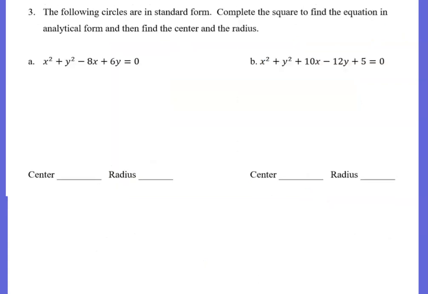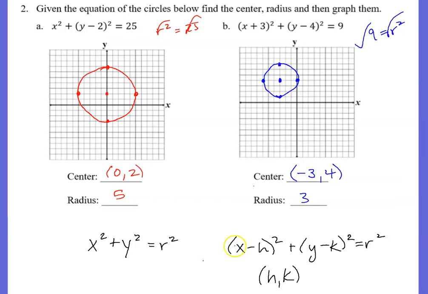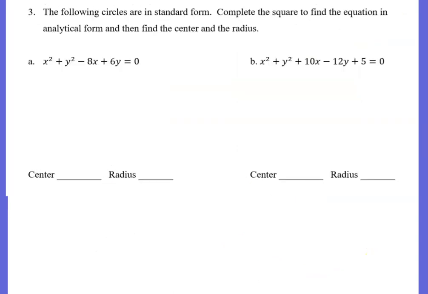All right, on 3, the circles are given in general form, and the standard form on the previous page allows you to see the center and the radius. So we want to find the center and the radius by completing the square and putting it in standard form. Okay, so the first thing we need to do is group the x stuff and then the y stuff together. And if we had any extra stuff, we would take it to the other side.